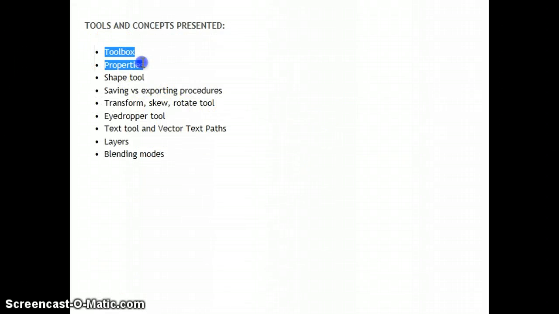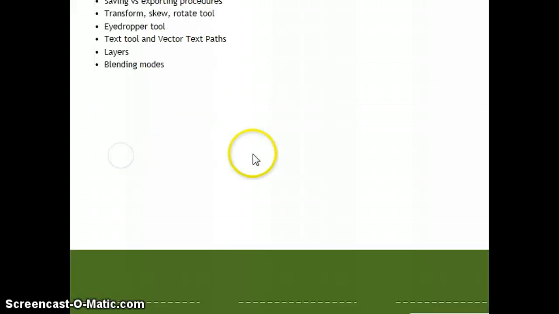Tools that we're going to be looking at in this activity will be the toolbox area, the properties area of Fireworks, the shape tools, how to save and how to export, transforming, skewing, and rotating, the eyedropper tool, different text tools and text path, layers, and blending modes.